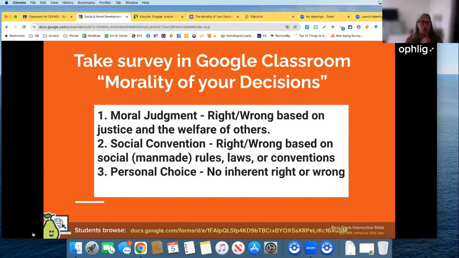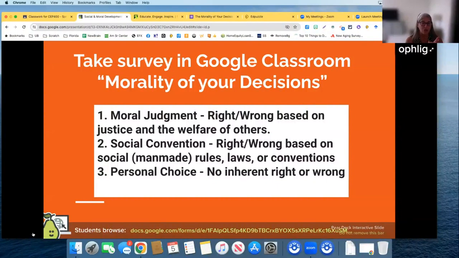A moral judgment is knowing what's right and wrong based on thinking about the welfare of others and what's fair, what's justice. You're going to be given scenarios and then tell me whether you think that making that choice is a moral judgment, where there is a right or wrong answer that's based on justice or welfare.